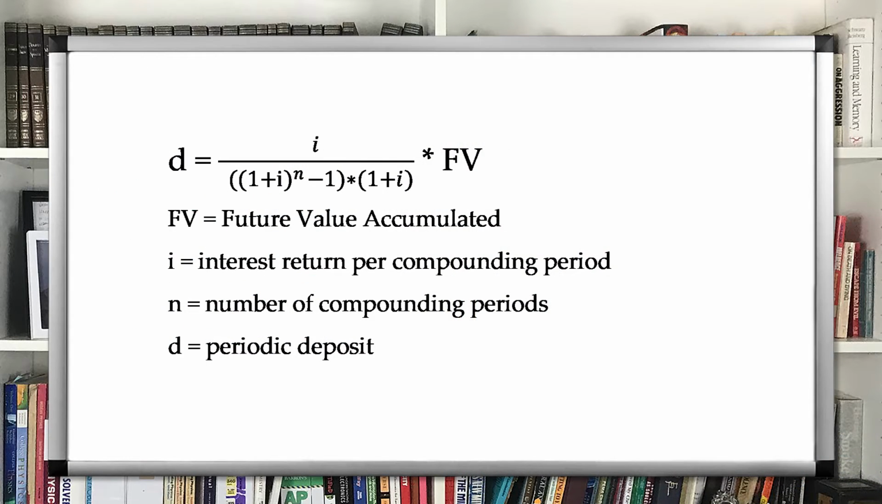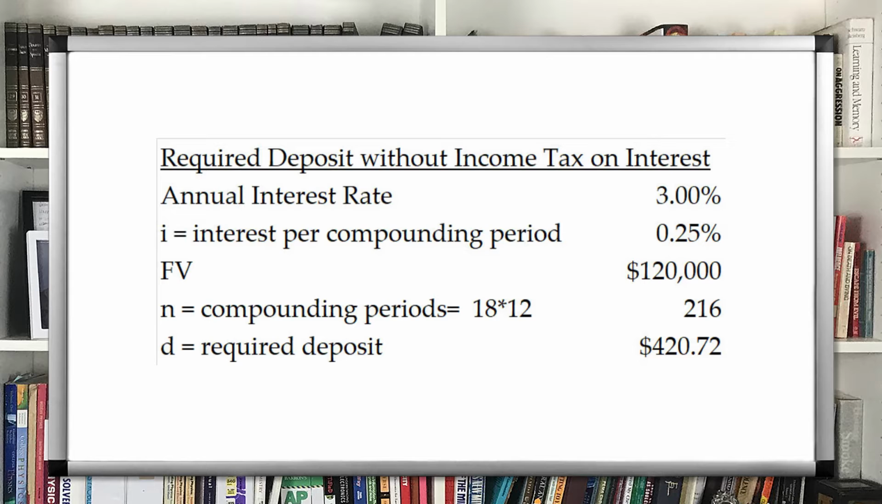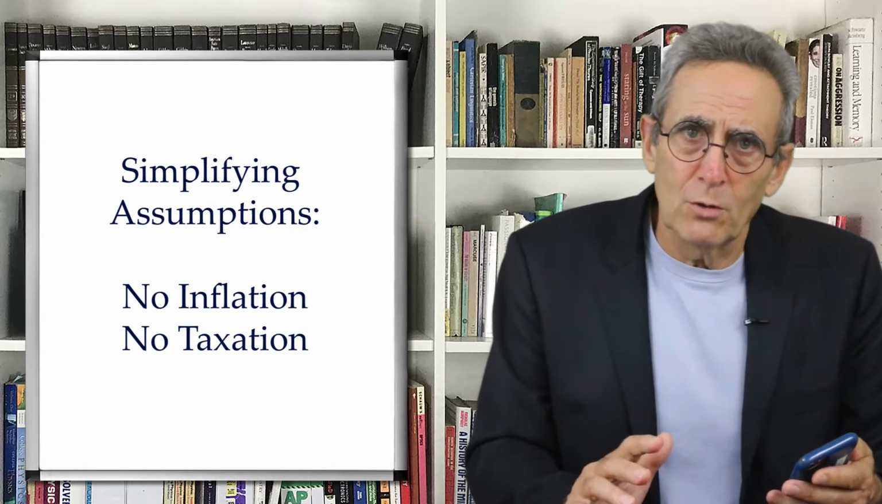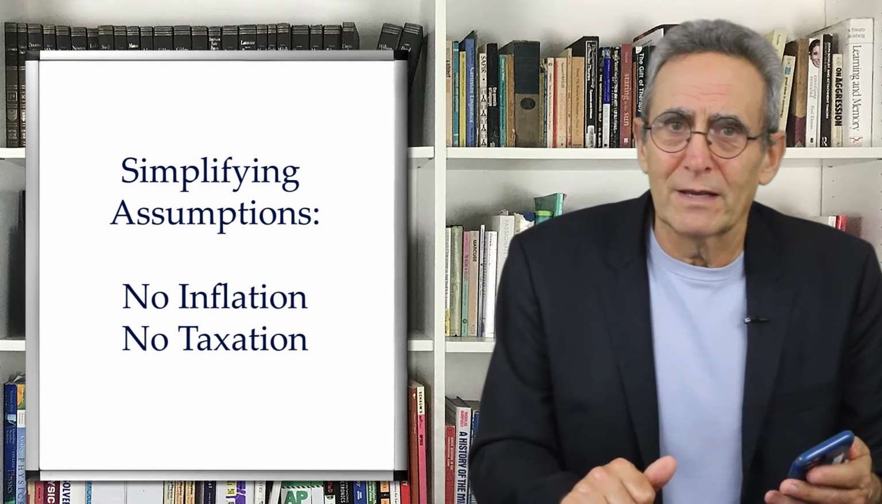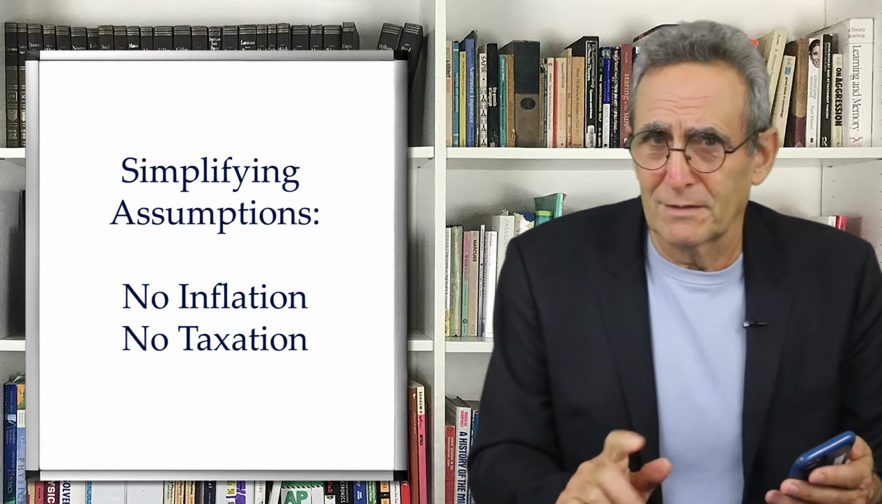Now, returning to our example, assuming that deposits will be made and interest credited monthly, we derive a required deposit of about $420 per month to assure that $120,000 will be available when our child reaches 18. Now, in the interest of full disclosure, I have made a number of simplifying assumptions in solving this parental dilemma.